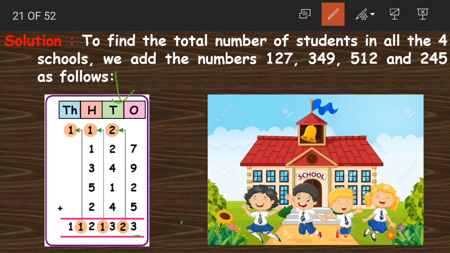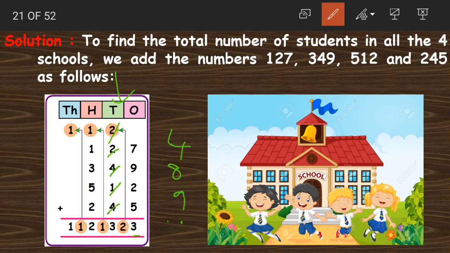Now moving on to the tens place. First we have 2 plus 2. 2 plus 2 becomes what, children? 2 plus 2 becomes 4. Now again add 4 to it. 4 plus 4 becomes, after 4 we have 5, 6, 7, 8. Yes, 4 plus 4 becomes 8. Now add 1 to it. 8 plus 1 becomes 9.